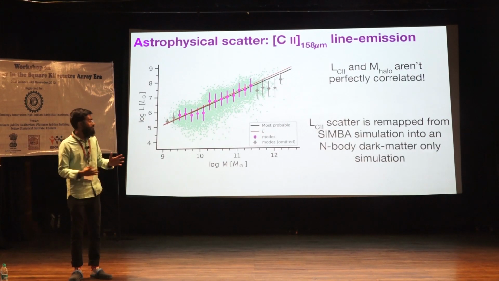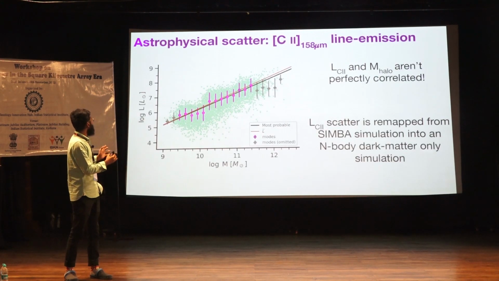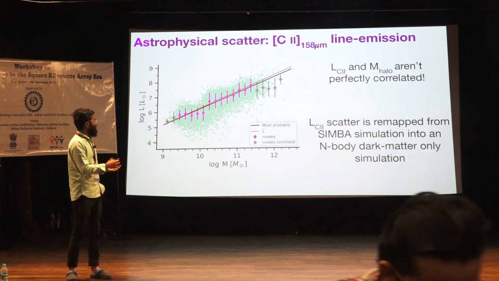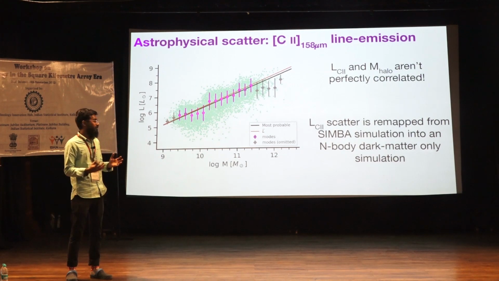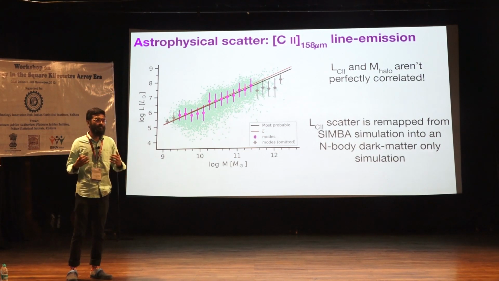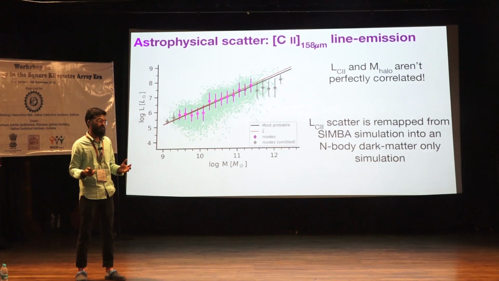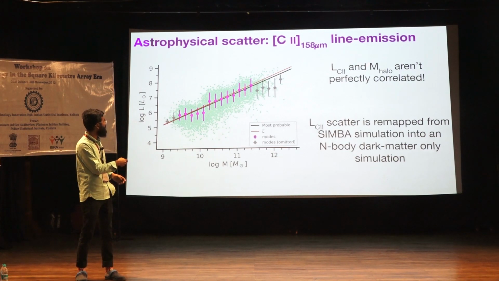So now let me come to the issue of the astrophysical scatter that we have studied in our work. Usually when we try to simulate a mock line intensity map of galaxies, we assume a model which relates the halo mass to a certain line luminosity. For example, in this case, we can use a correlation function that gives a one-to-one relation between the halo mass and the corresponding C2 luminosity.